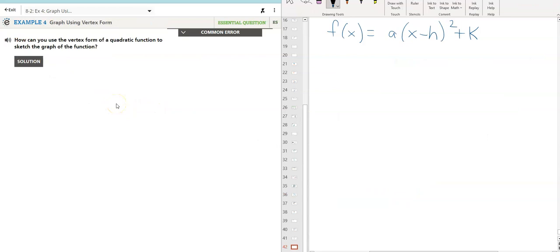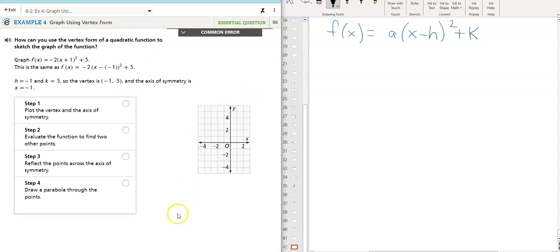Okay, now in example 4, we're going to start graphing this. Now you can use the key information that we had to kind of translate from the parent function, but if you want to know just straight steps on graphing, this is what we are going to do. So we're going to graph this function right here, -2 times the quantity x plus 1 squared plus 5.